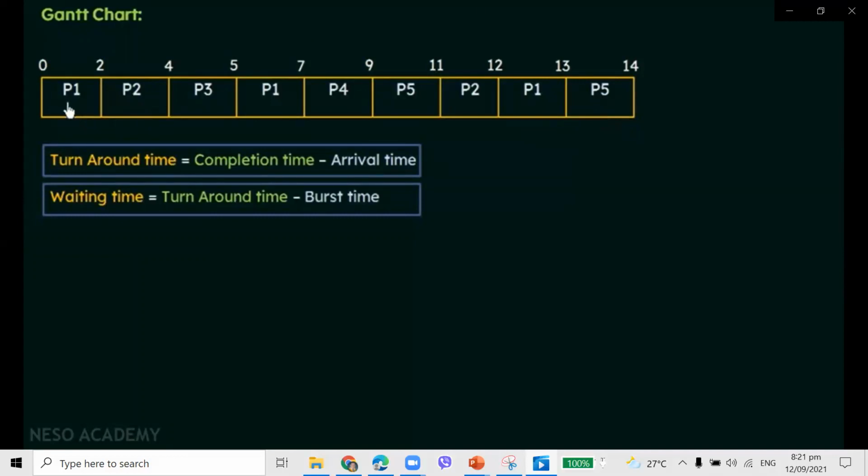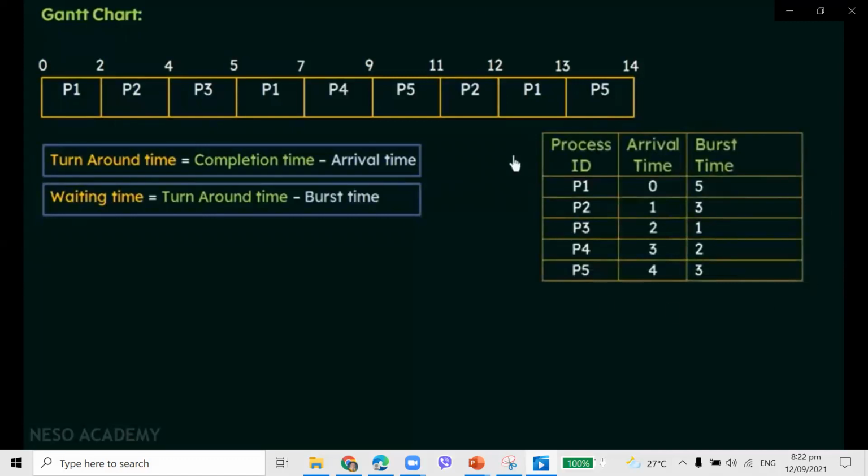For example, for P1, let's see where P1 occurred last. P1 occurred here, here, and also here. So this is the last occurrence of P1, and when did it complete? At 13. So 13 is the completion time. That is how you find the completion time from the Gantt chart. Then we need the arrival time, so for that we need our table. Here I will paste our table so that we can find the arrival times for each of these processes. Then the waiting time is calculated as the turnaround time we just calculated minus the burst time, which can be found from this table. Using this, let's calculate all these things for this set of processes.